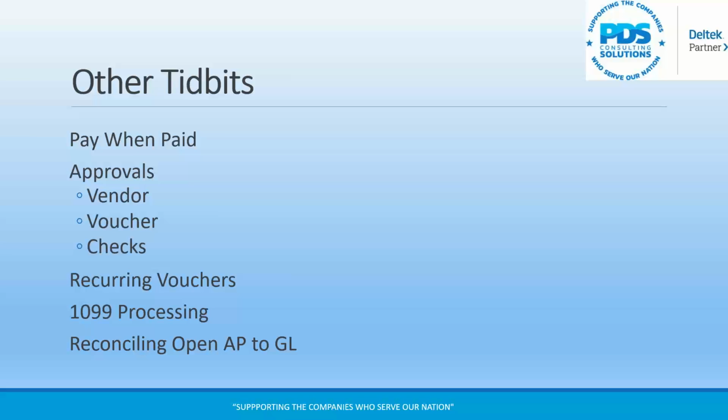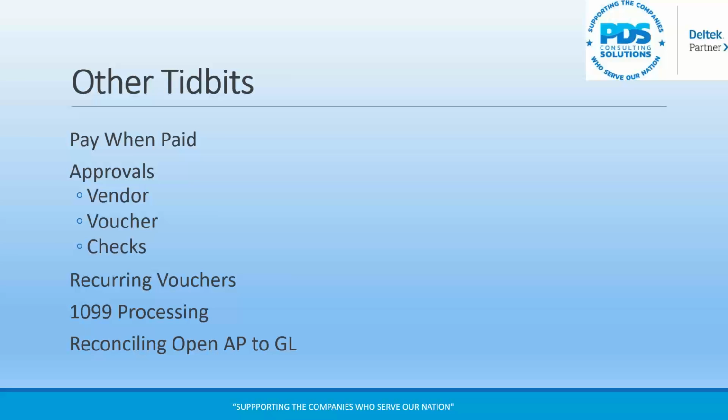You have the ability and the option to turn on approvals for setting up a new vendor. This would mean that one person sets up the vendor, but that vendor cannot be used until someone else approves it. As we noticed, we can set approvals for vouchers or vouchers over a certain dollar amount, and for checks and/or checks over a certain dollar amount. We have the ability to create recurring vouchers that can be processed on a particular frequency.